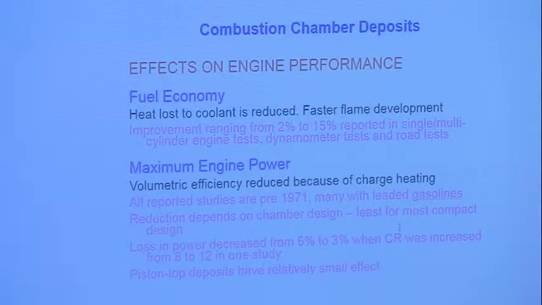I don't know. I have not come across anything recent in this kind of thing. Probably modern engines are not so affected by this.